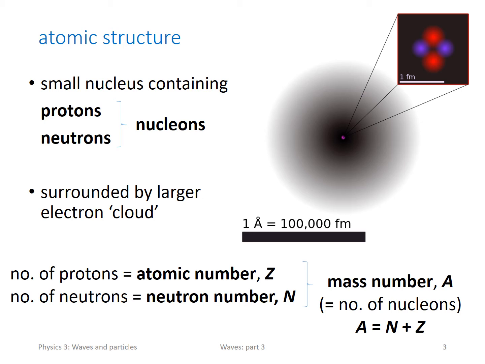Just reminding ourselves of some definitions referring to atomic structure. The number of protons is called the atomic number, denoted capital Z. The number of neutrons is the neutron number, denoted by capital N. The mass number of a particular atom, capital A, is simply the total number of nucleons, so the neutron number plus the atomic number.